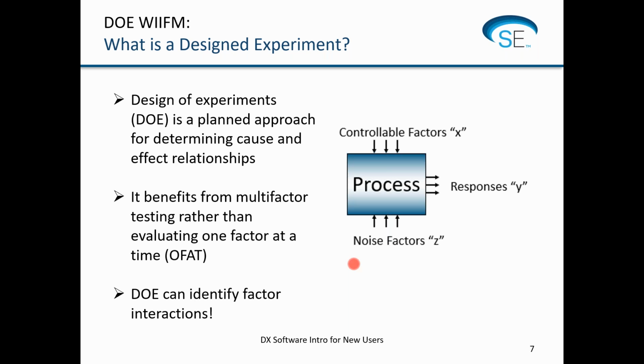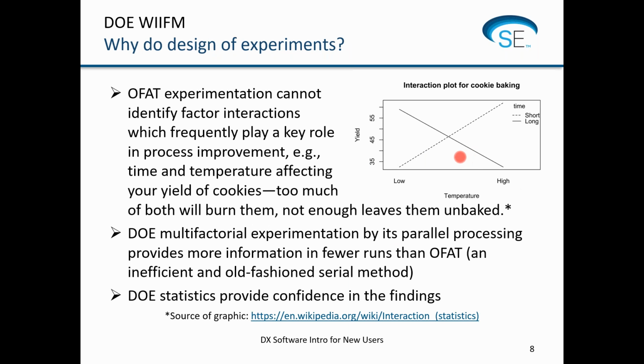So let's look at this little plot in the upper right. Let's say we're baking cookies in the oven again, and we are looking at the yield of the cookies, right? We don't want to burn them. We don't want to undercook them. We want them just right.